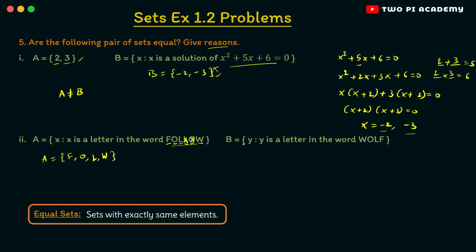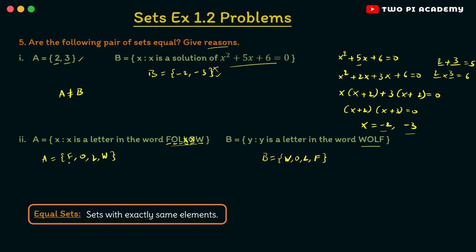And then we have the set capital B. Capital B is the set of all y such that y is a letter in the word wolf. So clearly wolf does not have any repeated letters. So you can directly list all these elements. So capital B will be the set of W, O, L, F. This is the set capital B.